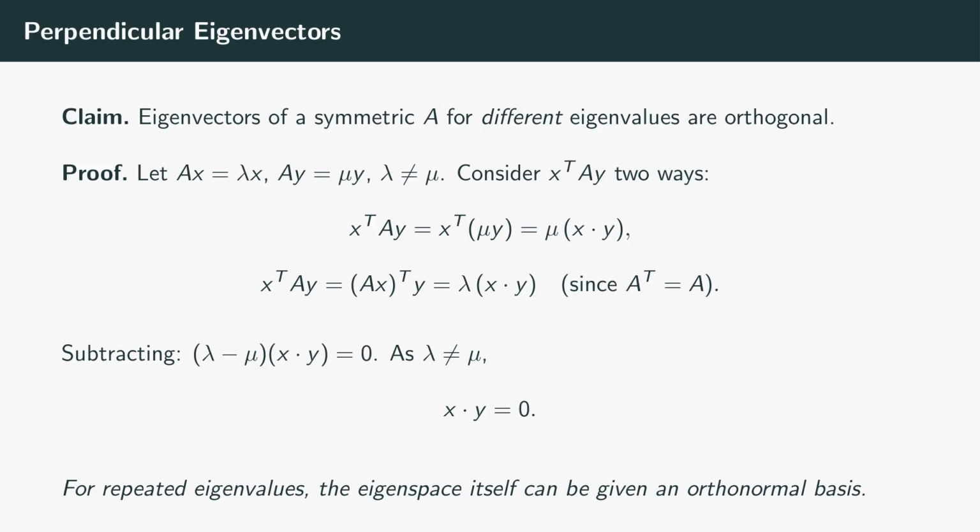Reading it the other way, we move A onto x, and here's where symmetry enters, because A transpose equals A. So A acts on x to give lambda times x, making the whole thing lambda times the dot product of x and y. We now have one number equal to both lambda times the dot product and mu times the dot product. Subtract: lambda minus mu times the dot product is 0. Since lambda and mu are different, the dot product must be 0. The eigenvectors are perpendicular, and when an eigenvalue repeats, its whole eigenspace can be handed an orthonormal basis of its own.